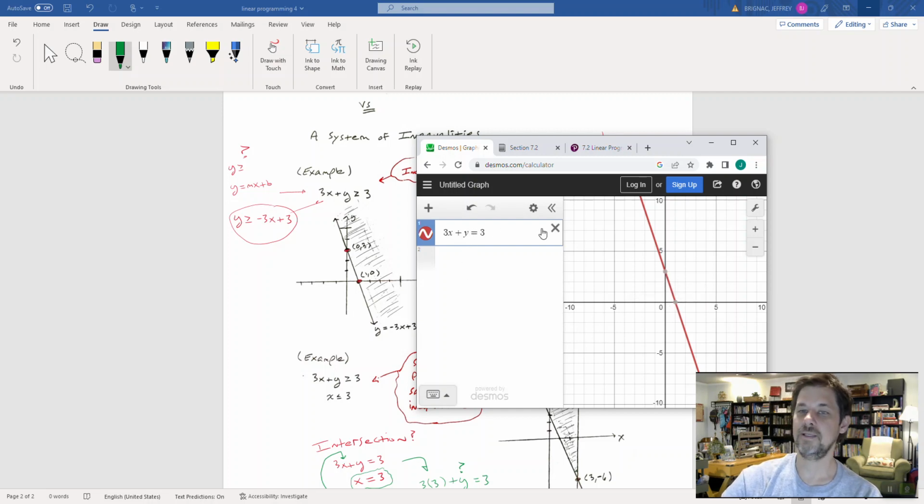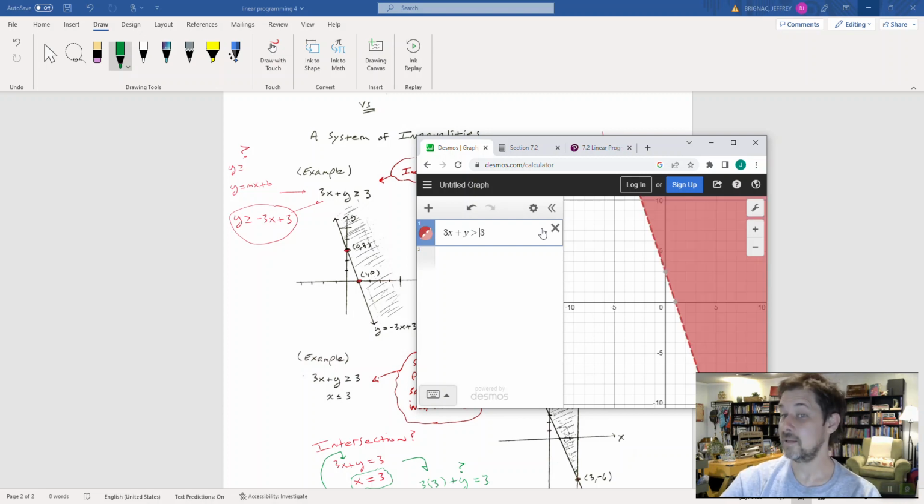What if it was an inequality? What if it was 3x plus y greater than 3, kind of like I have right here? See how I put the dashed line and I drew a solid one? Well, that's because I put the greater than. If I'd put greater than or equal to, it would draw a solid line, but look what part it shaded. It shaded the region above the line. All right, so we can do that.